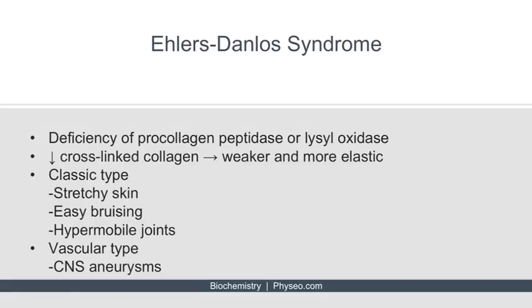As we just discussed, Ehlers-Danlos syndrome is caused by deficiencies of procollagen peptidase or lysyl oxidase. Ultimately, this results in decreased cross-linked collagen. The collagen then becomes weaker and more elastic, which explains many of the symptoms. There are 2 major types of Ehlers-Danlos syndrome that you need to be familiar with for step 1. The classic type results in stretchy skin, easy bruising, and hypermobile joints. The vascular type can cause CNS aneurysms.